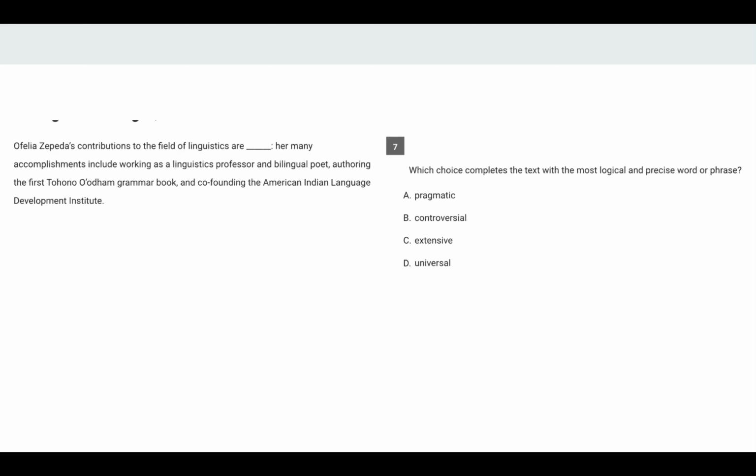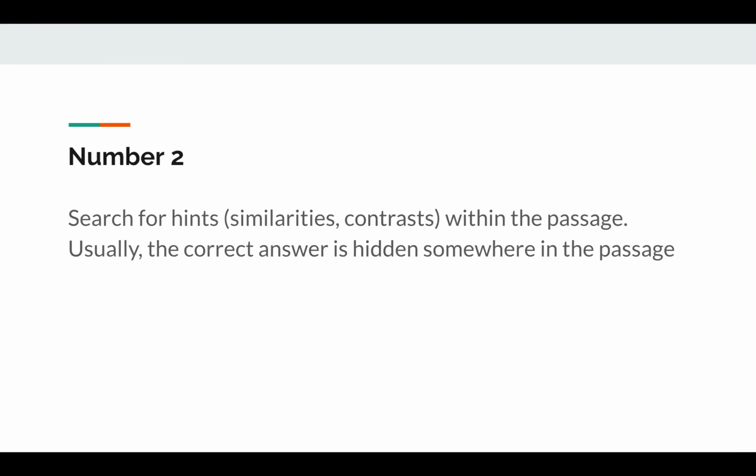Well, first of all, if you know the definition of one of these words, then congratulations, you'll probably be able to answer this question correctly. But international students usually don't know the definition of all four words in the answer choices. So what I suggest doing is just take a guess, either extensive or universal. At the end of the day, there's not much that you can do. And the best thing you can do is just take a guess and move on to save time. So that's my number one tip.